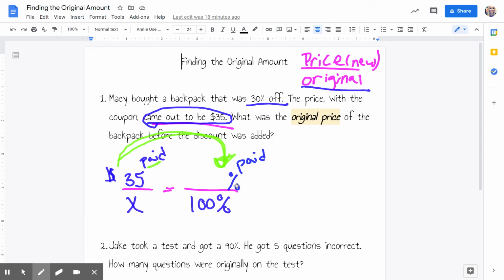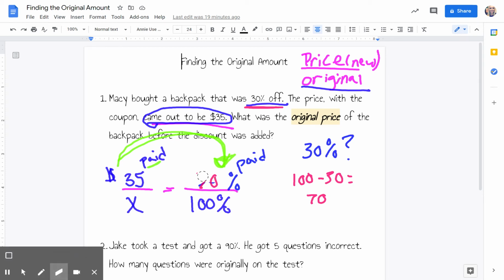Now let's think about this. I did not pay 30%, right? Did I pay 30%? Could I put 30 here? I didn't pay 30%. What's the percent that I paid? Well, if it originally was 100% and we're taking 30% off, that means I paid 70%.